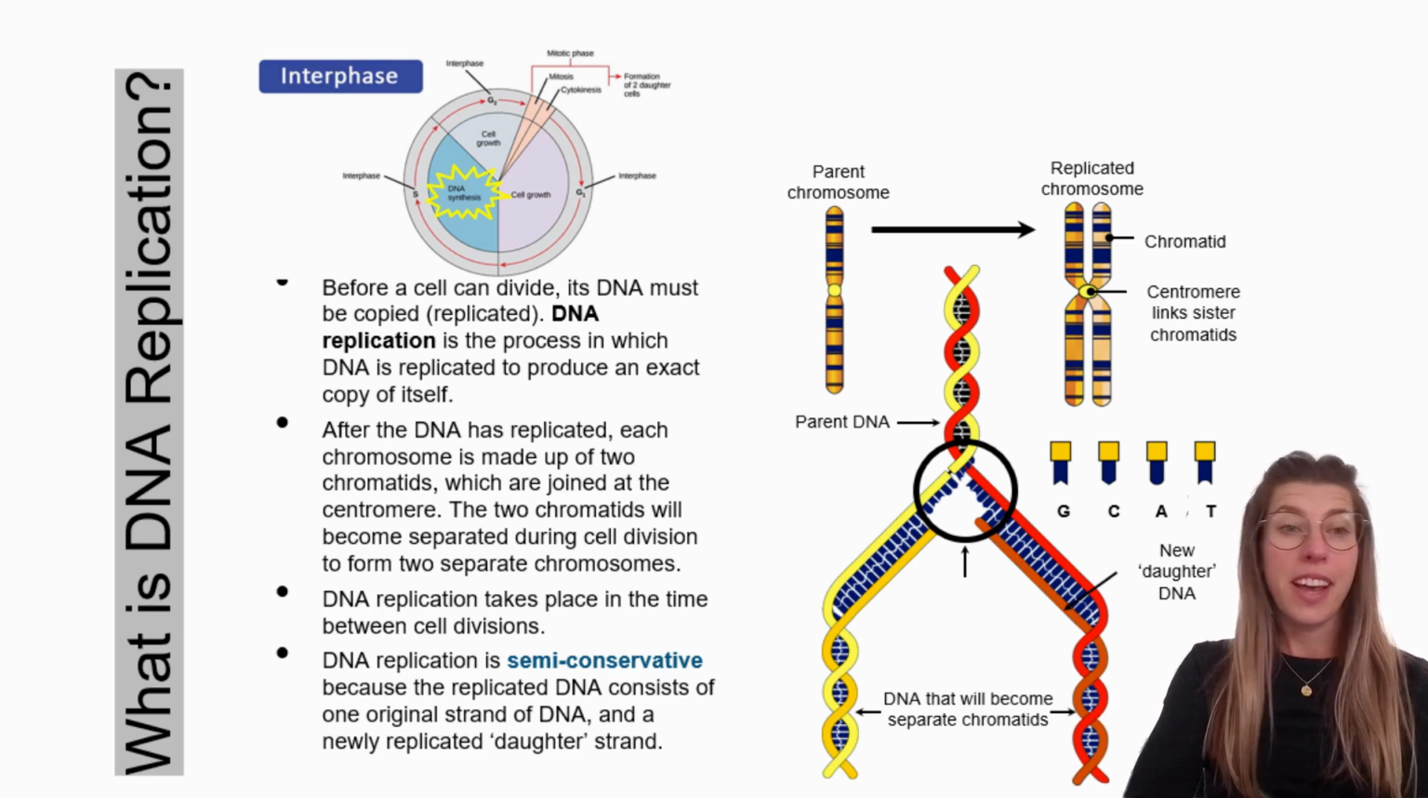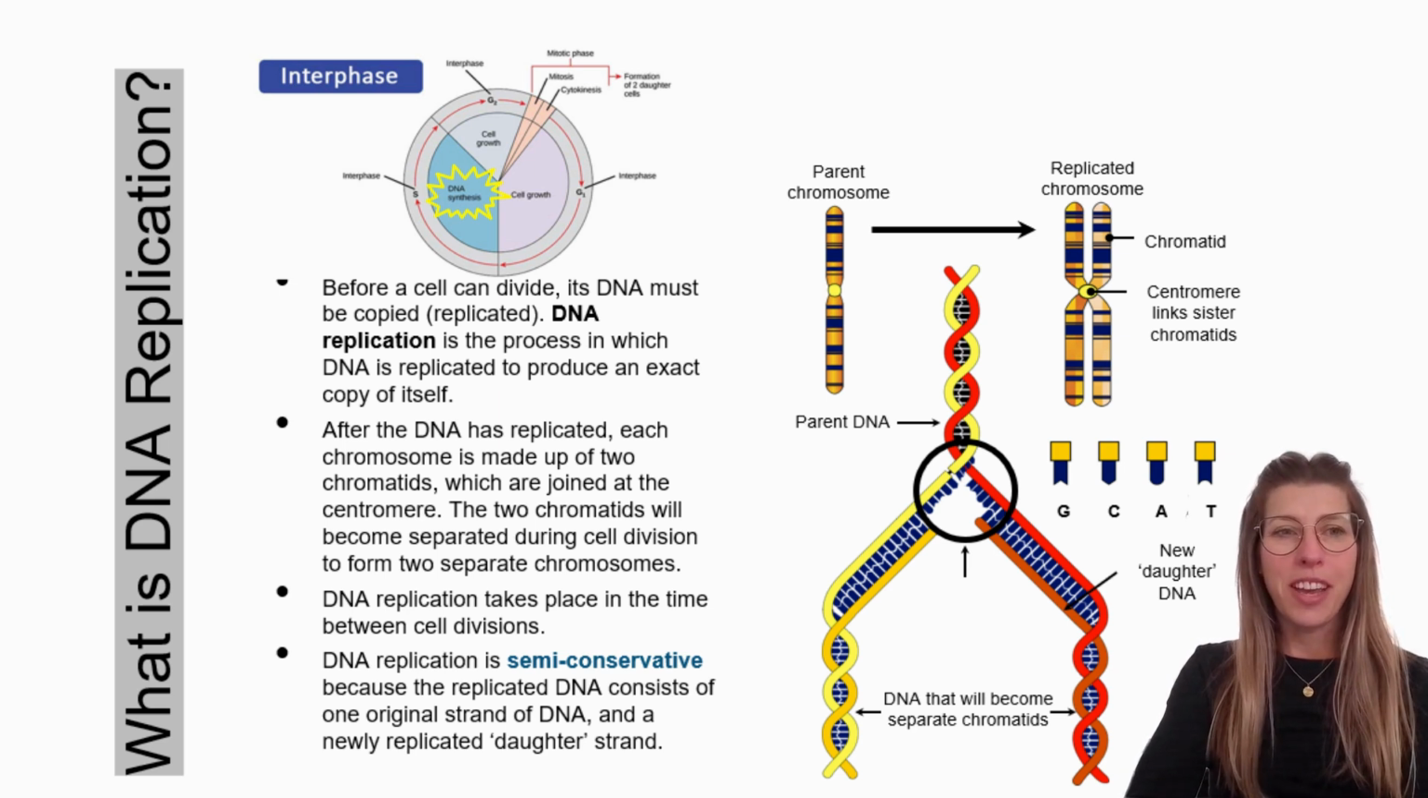Now, after the DNA has replicated, each chromosome is made up of 2 chromatids. And we learned this before, but it's always good to recall terminology. So we know that the chromatids are joined together by the centromere. You can see this image on the right side at the top there. And this is what creates that classic X-looking shape of a chromosome.